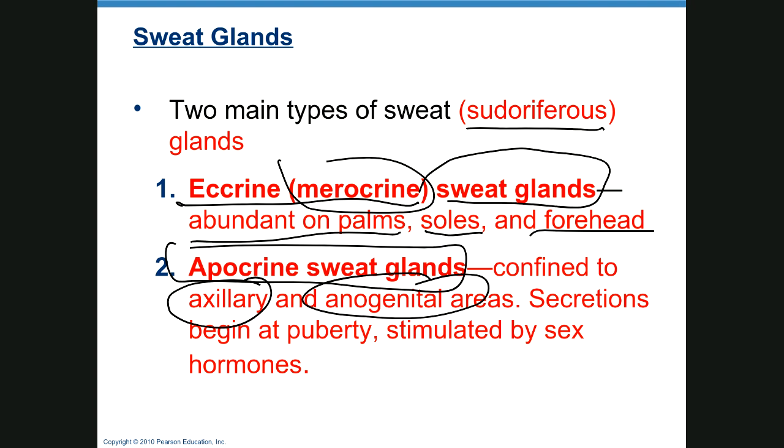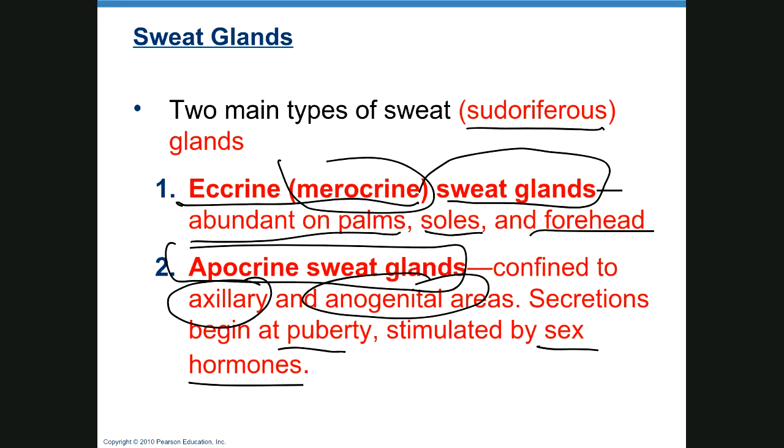Their secretion is a thicker secretion. It's a mixture of oil and proteins, and is typically smelly. These kinds of glands are stimulated by sex hormones, estrogen and testosterone, which begin to be secreted at puberty. So these glands become active, especially at puberty.